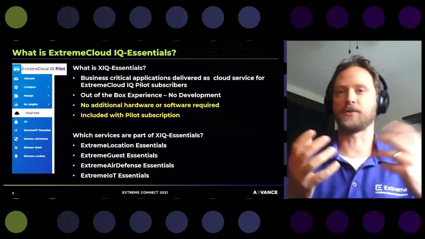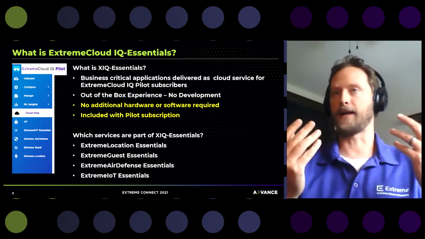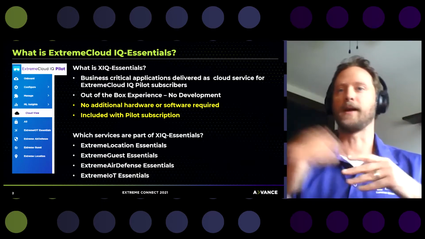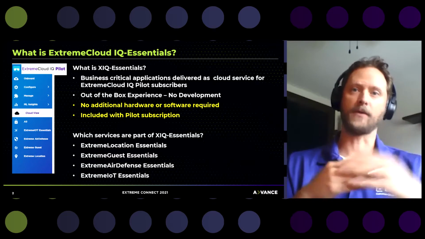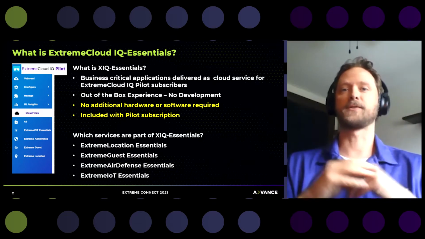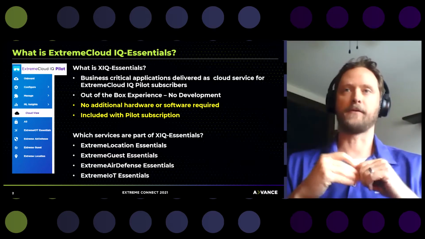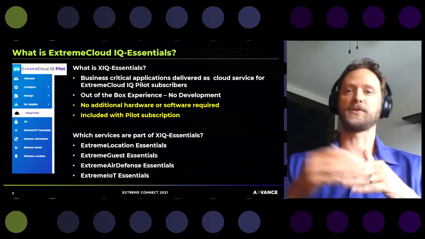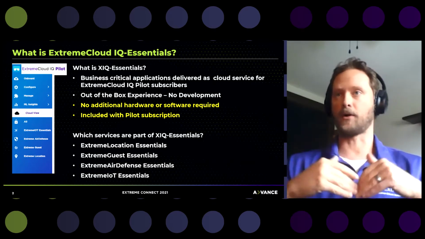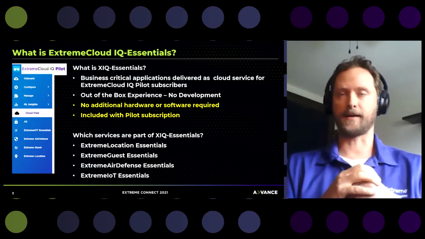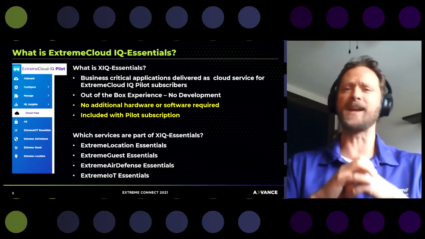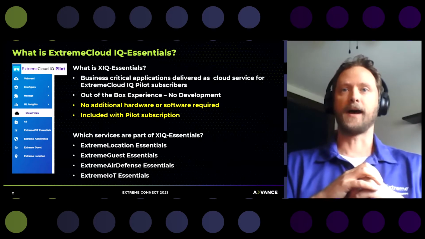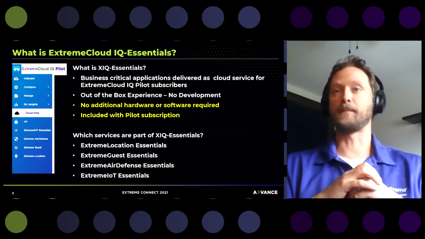Essentials includes location essentials, guest essentials, AirDefense, and IoT essentials. The location essentials, for example, being monitoring performance metrics, how many people are coming and going, and are we up 100% today, down 100% tomorrow, that sort of thing. The extreme guest essentials is a more advanced method of being able to control and manage your guest networks. AirDefense Essentials being a subset of our on-prem industry-leading platform for security, and IoT Essentials to provide wired security as well. All of this is included with the pilot subscription.